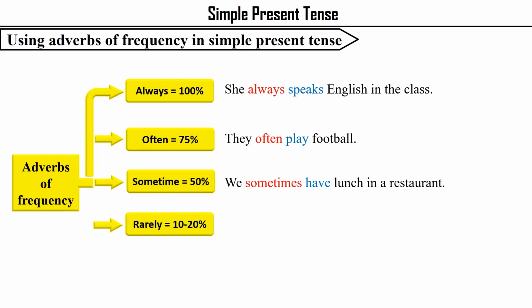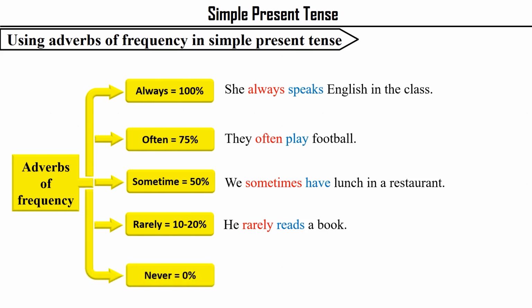Rarely shows 10 to 20%. He rarely reads a book. It means most of the time he does not read a book, and he reads a book once in a while. And never shows 0%. That shows an action will never happen. For example, I never buy expensive clothes. The action of buying expensive clothes will never happen because never shows 0%.